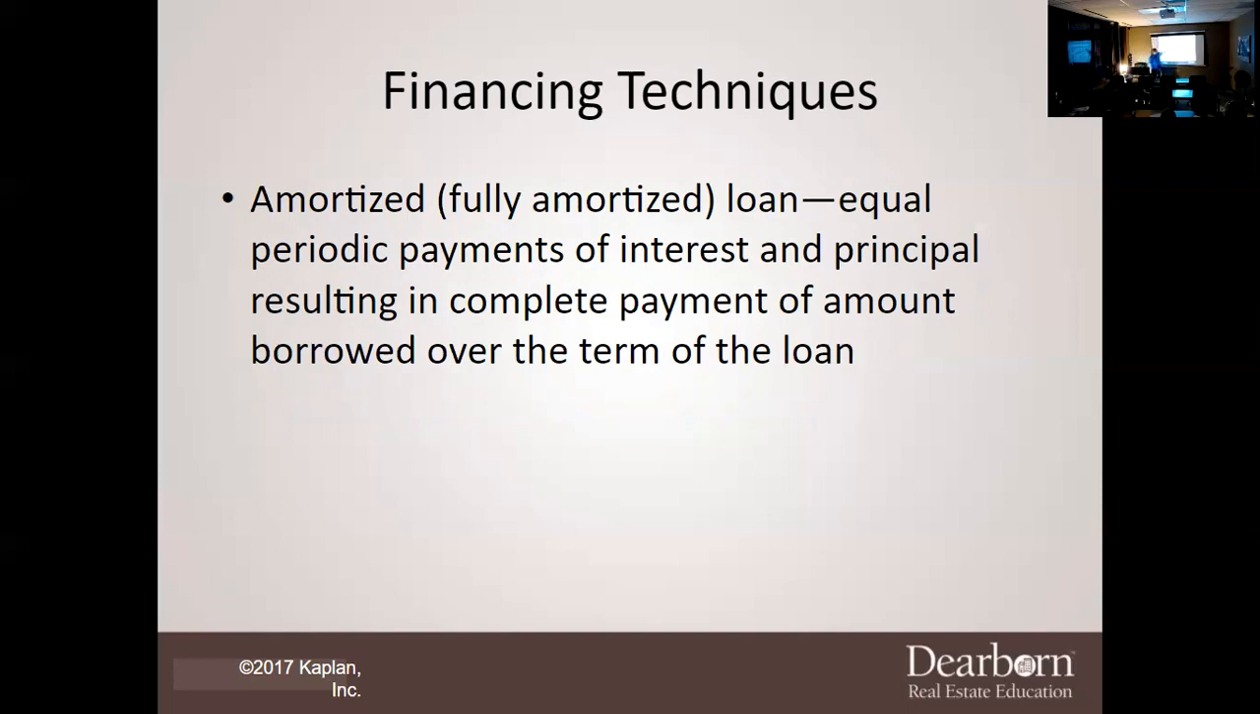Now, this one is what Colton loves. Because Colton, what did I just tell you? Once you pay it off, what happens? It's zeroed out. So if it is what's called a fully amortized loan, it's equal to periodic payments of interest and principal, resulting in, what's this word, Miss Linda? Exactly, complete payment. You have paid it. So when you pay your last payment, how much do you owe, Miss Linda? Not one penny. You paid it off.